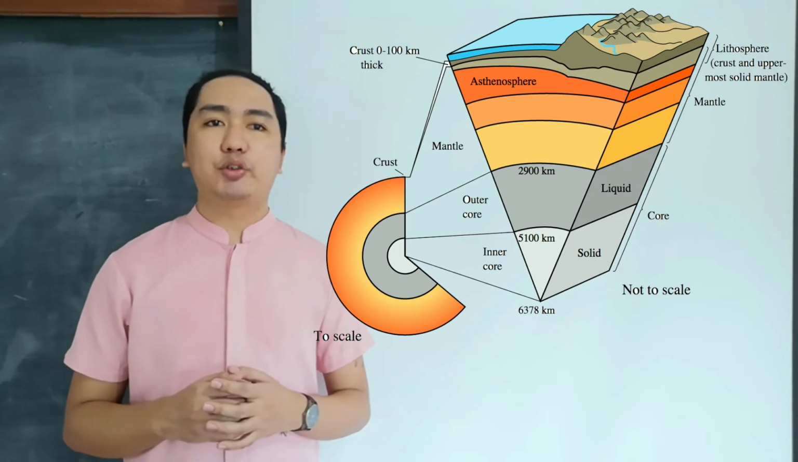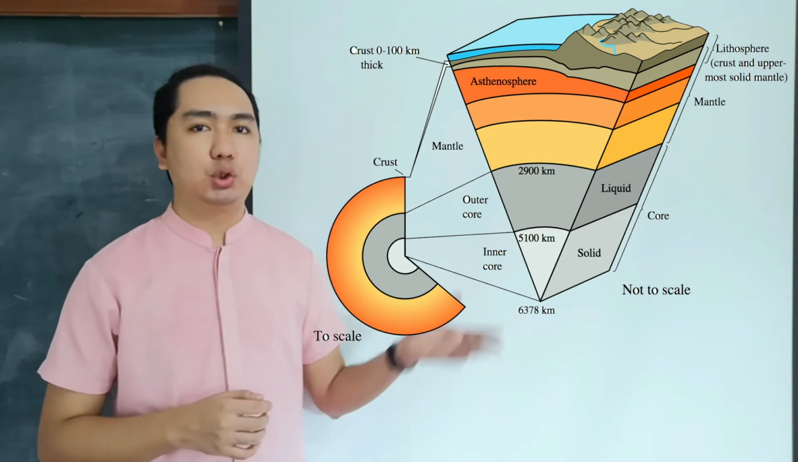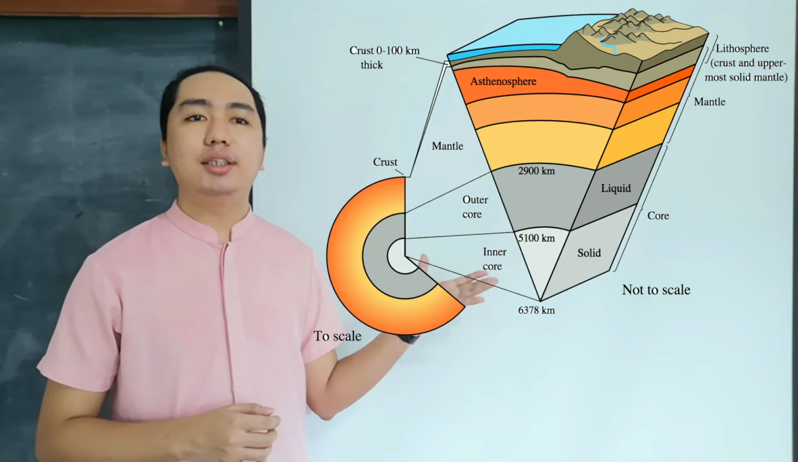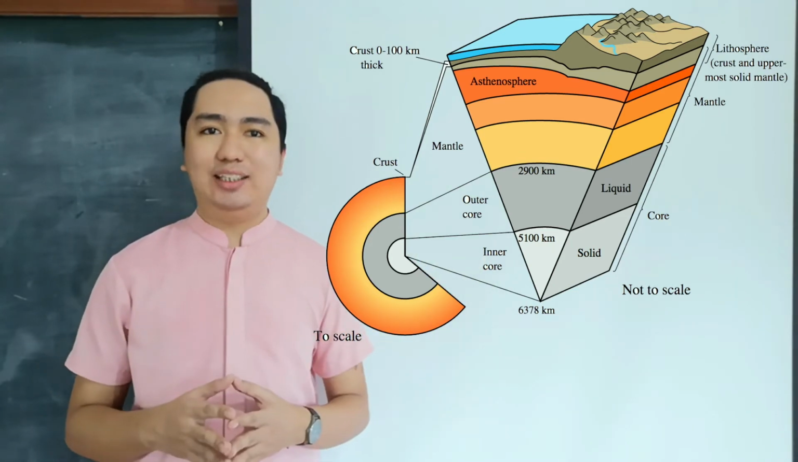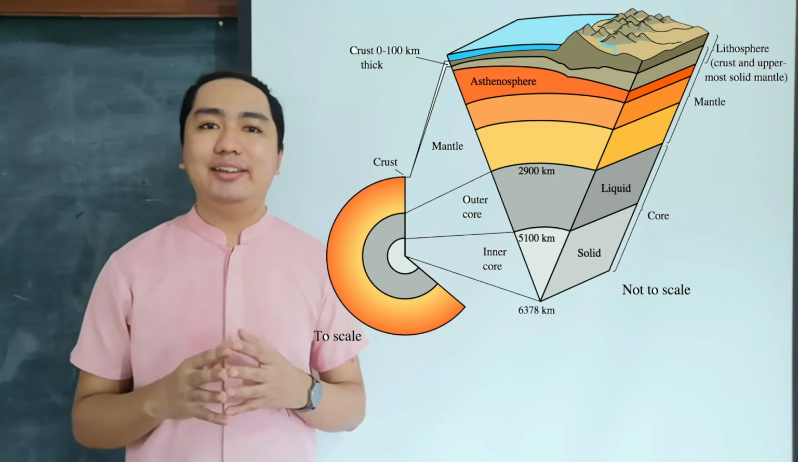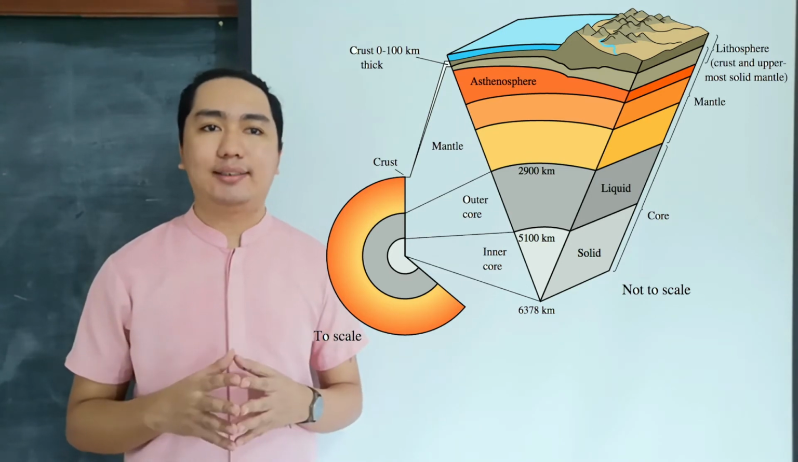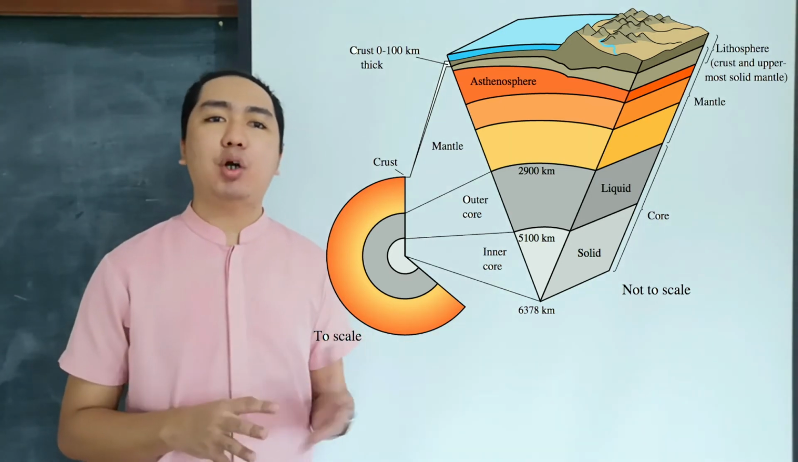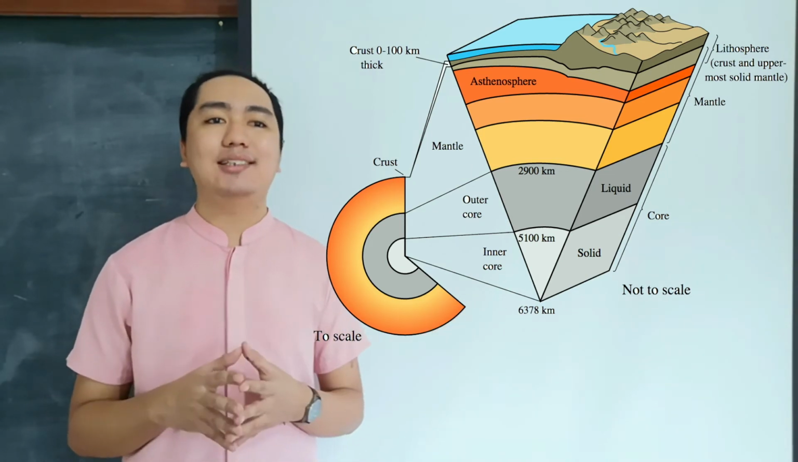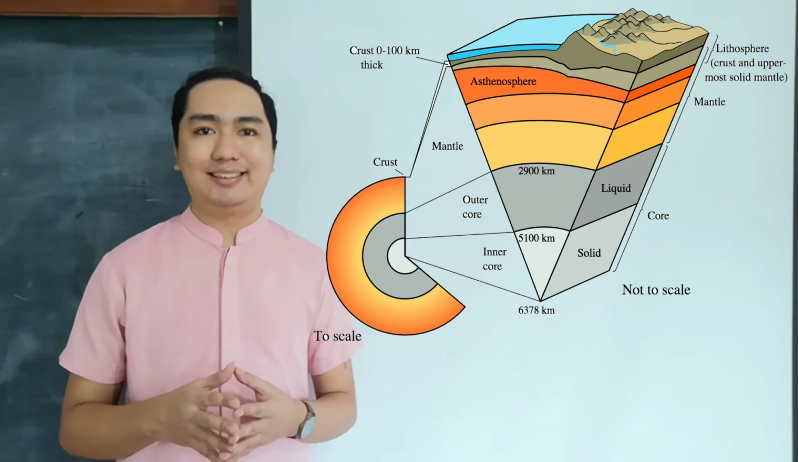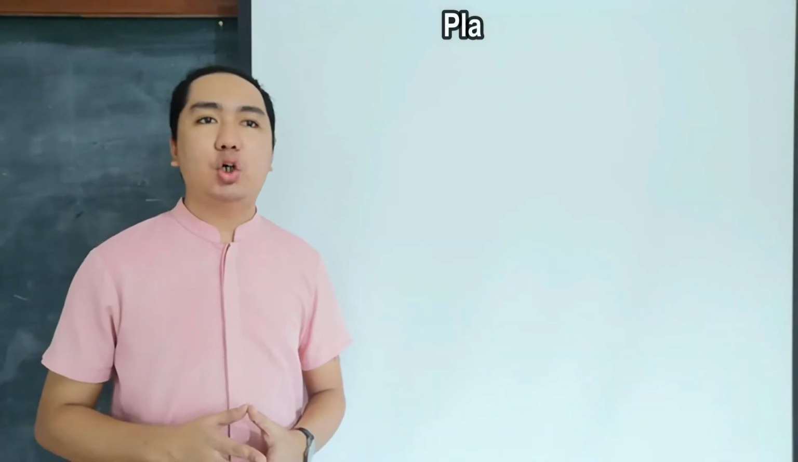There are two types of lithosphere. We have the oceanic lithosphere and the continental lithosphere. The oceanic lithosphere is a thinner and denser oceanic crust. And on the other hand, we have the continental lithosphere. It is a thicker and less dense continental crust. Now, let's proceed to plate tectonics.